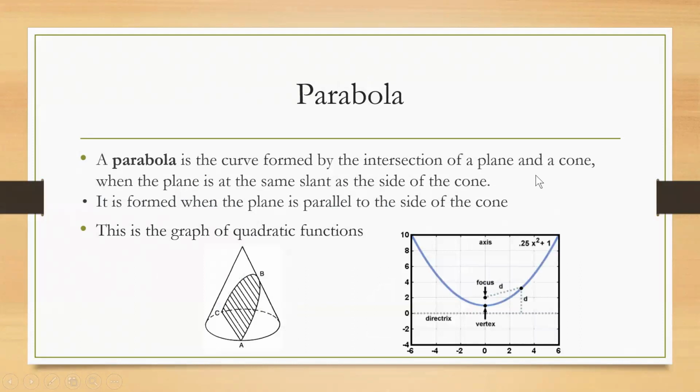Next is parabola. A parabola is the curve formed by the intersection of a plane and a cone when the plane is at the same slant as the side of the cone. It is formed when the plane is parallel to the side of the cone. We could also notice that this is the graph of quadratic functions. We could observe in this image right here that the plane is parallel to the side of the cone.